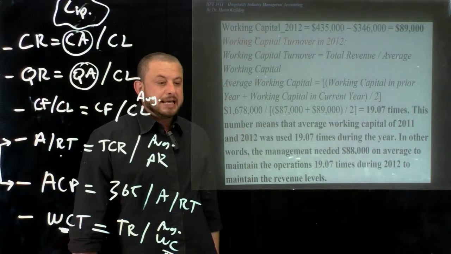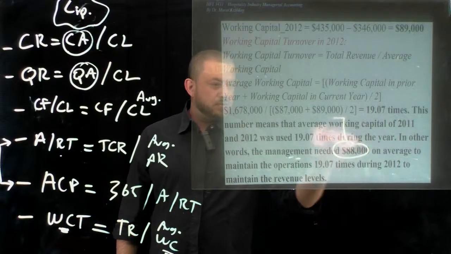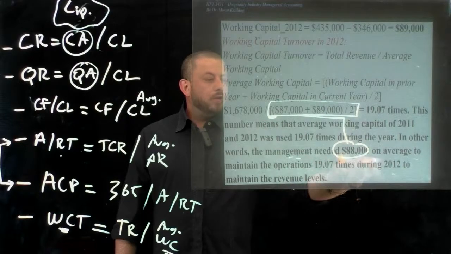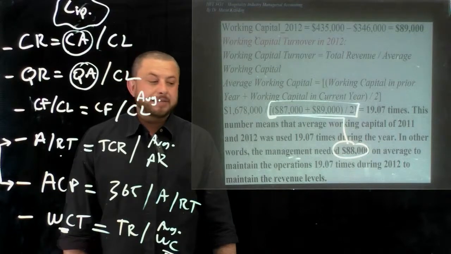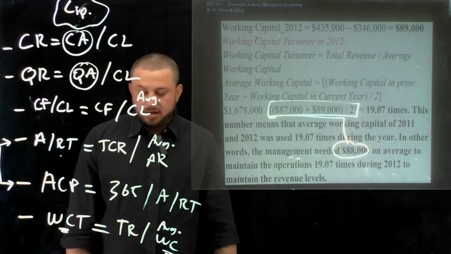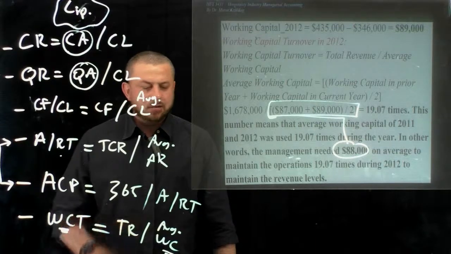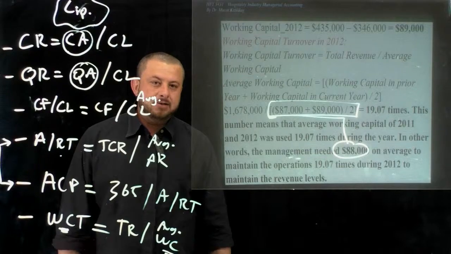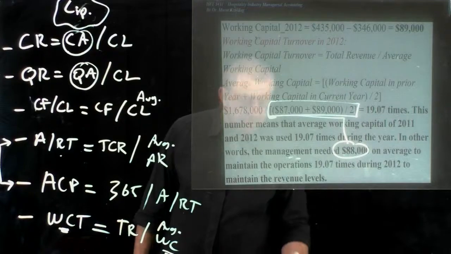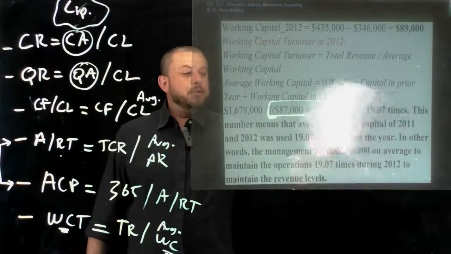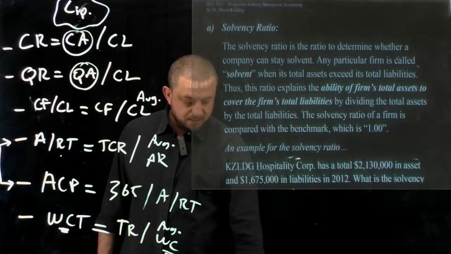during the year. In other words, the management needs an average of $88,000, because $88,000 is the average of these, to maintain the operations 19.07 times during 2012, to maintain revenue levels, to maintain sales and everything. So for unexpected conditions and all that, management needs $88,000 on average, 19.07 times. Okay, guys? So that's exactly what working capital turnover means. It shows how much capital works for you for day-to-day operations, unexpected expenses, and all that.